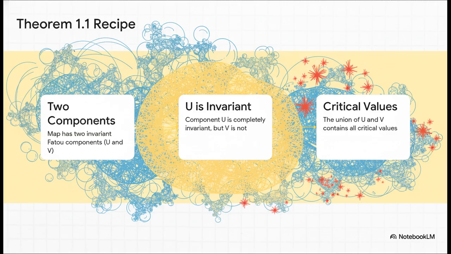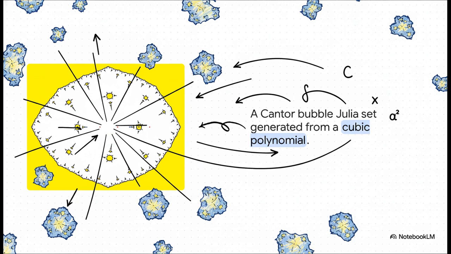It's the precise recipe ensuring a Cantor bubble Julia set will generate instead of just a connected shape. Alpha 2 component is basically just a stable region, like our yellow ocean or the yellow inside of a bubble. The theorem states that if you have 2 of these stable regions, and one of them completely dominates the map while the other doesn't, and all the mathematical tension, the critical values, are trapped inside these 2 areas, boom, you get Cantor bubbles.